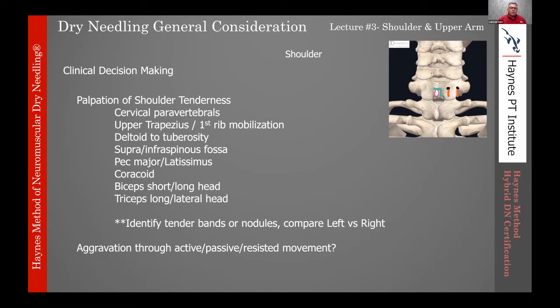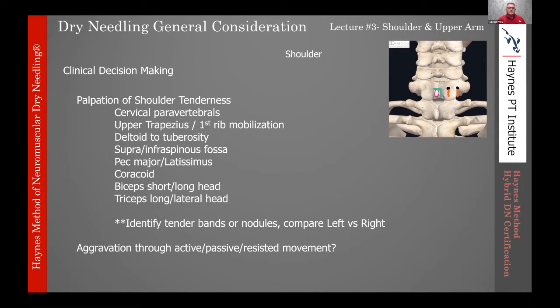We want to move further. We want to look at pec major and latissimus from their origin all the way lateral to their humeral attachment. And then we want to palpate onto the coracoid itself. So we've got several structures that attach there, and some of them can be frequently involved with our shoulder issues that come into play. So we need to make sure we do a good palpation of that area.